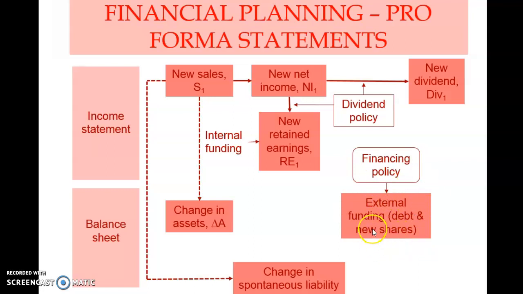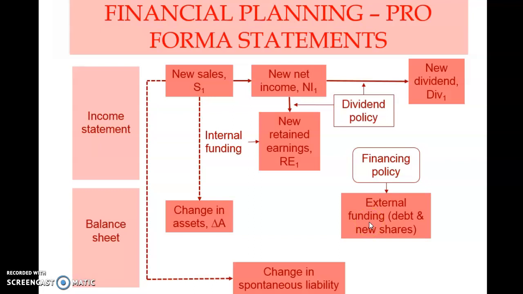This is called external funding, and this will be spontaneous funding. This is from accounts payable or other current liabilities, not including notes payable. Notes payable will come over here. This is external debt. So this will be spontaneous liability or spontaneous funding. This will be internal funding, and this will be external funding.